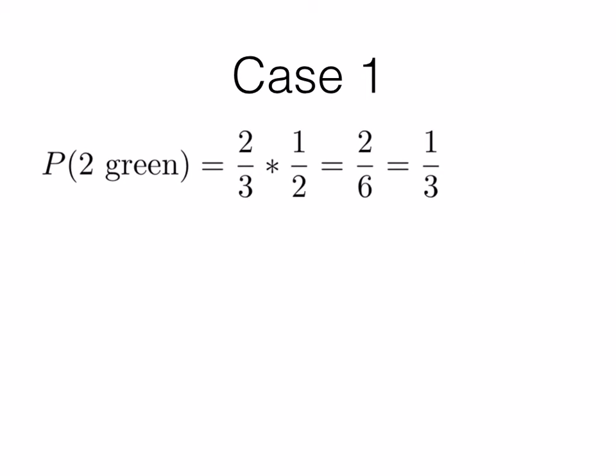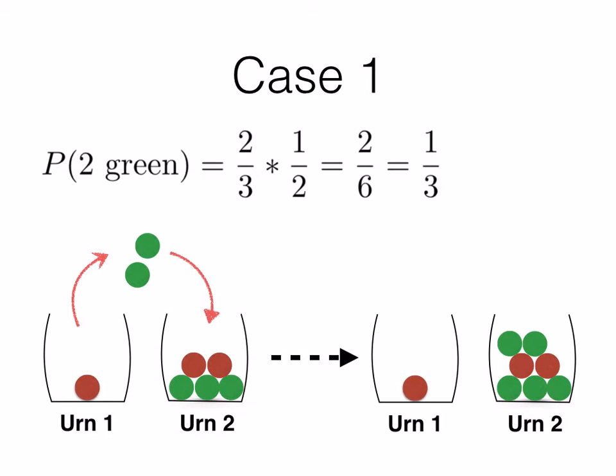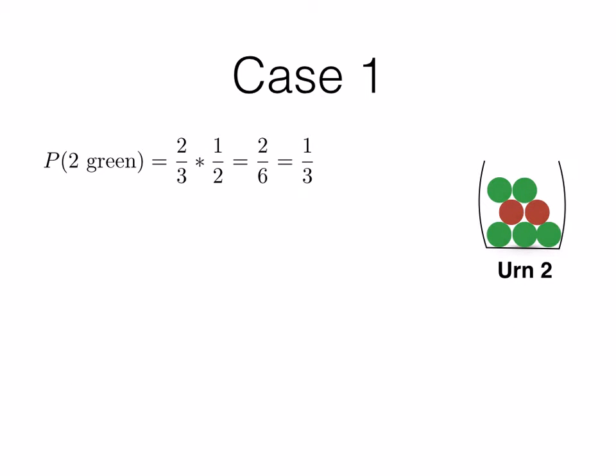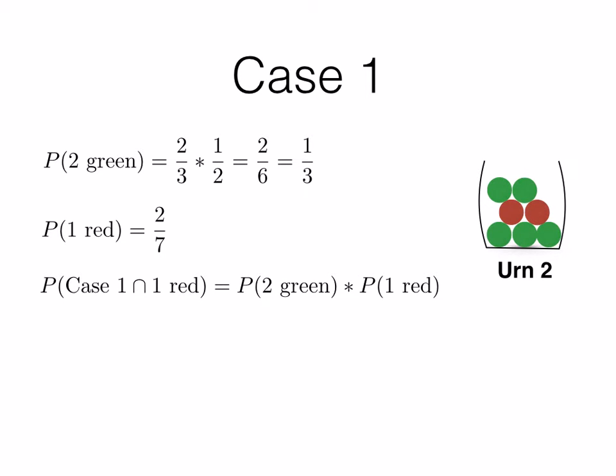This results in the following diagram, where in the second urn we now have two red balls and five green balls. Now we want to know what is the probability of drawing one red ball from the second urn. This is 2 out of 7 because there are two red balls out of 7 total balls. This means that under case 1, the probability of drawing one red ball is the probability of first moving two green balls over to the second urn times the probability of then drawing one red ball, which is 1/3 times 2/7, which is 2/21.